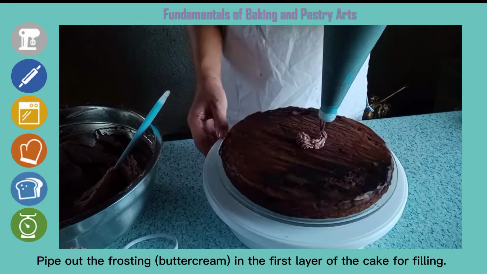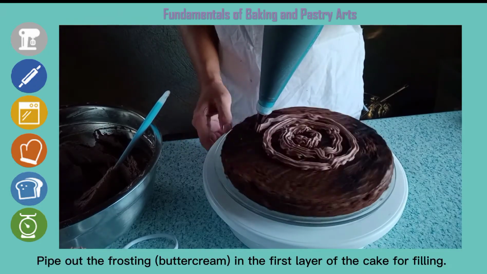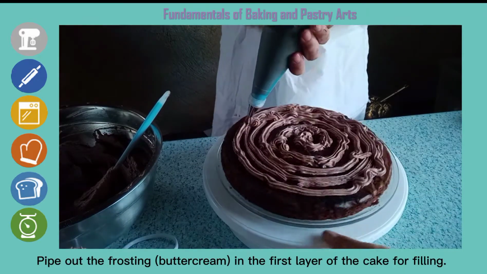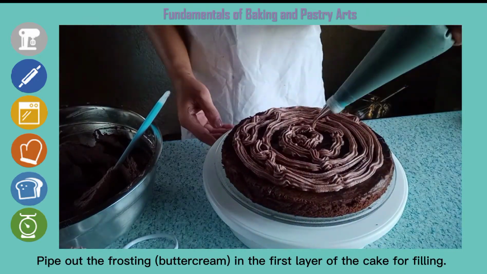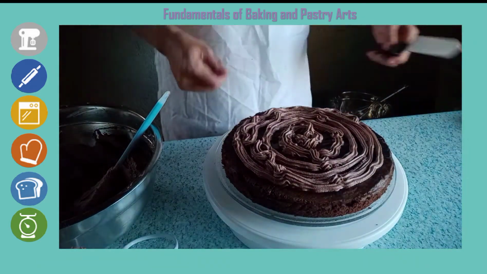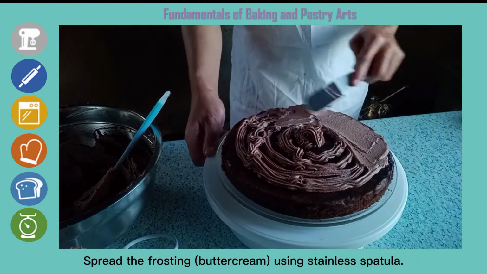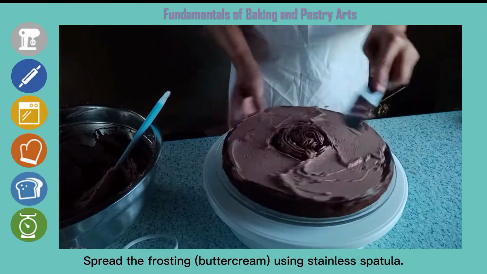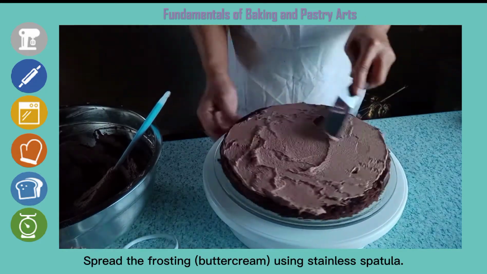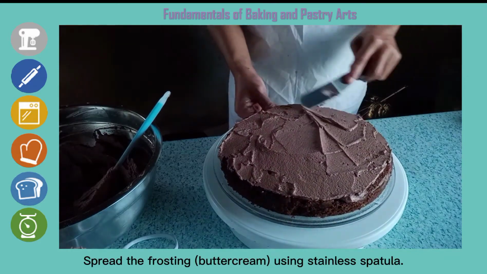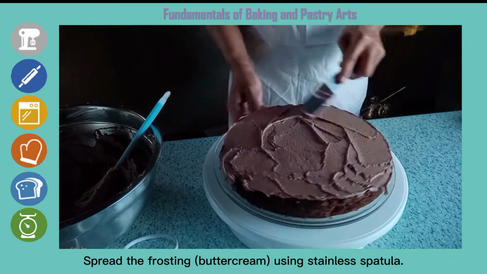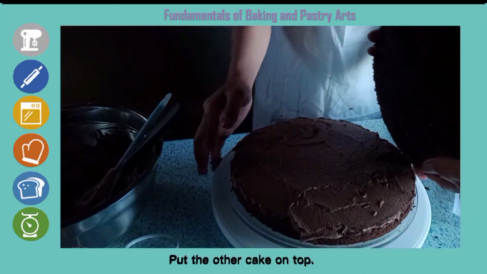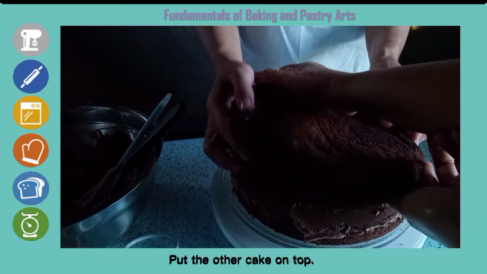Pipe out the frosting in the first layer of the cake for filling. And now, put the other cake on top.